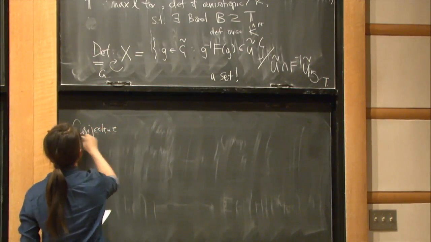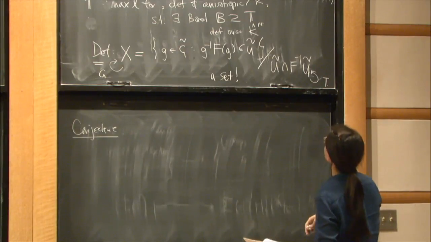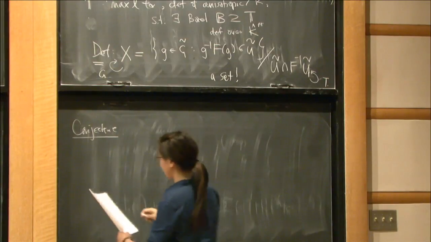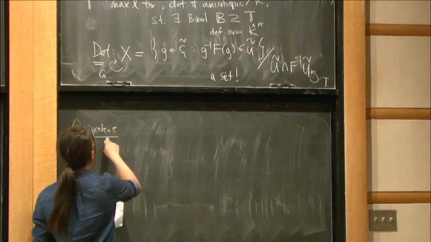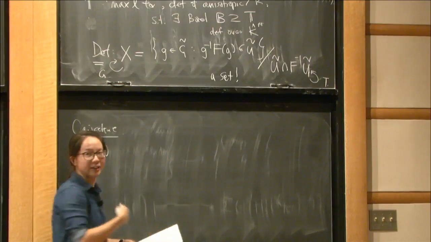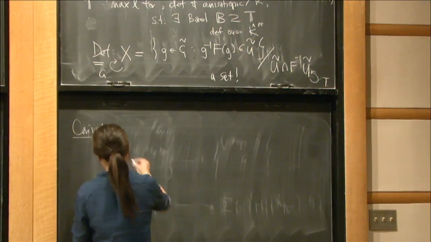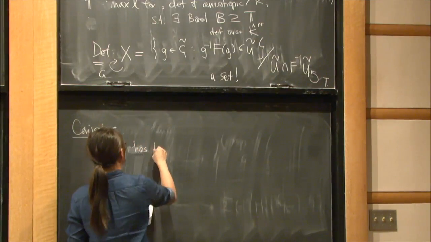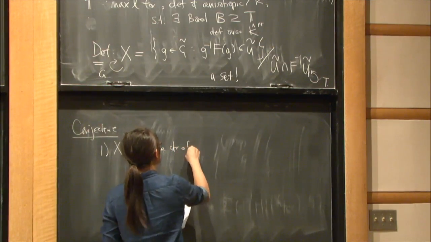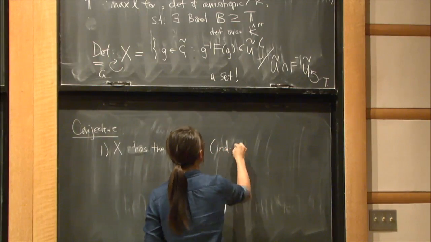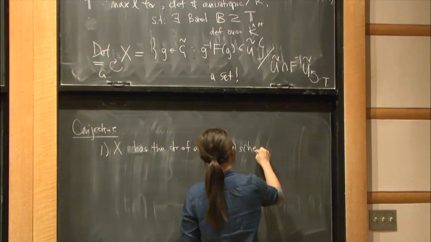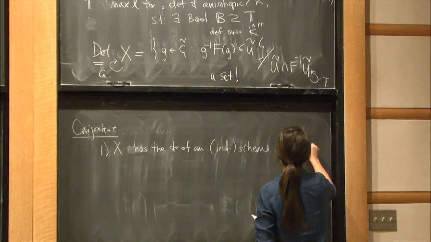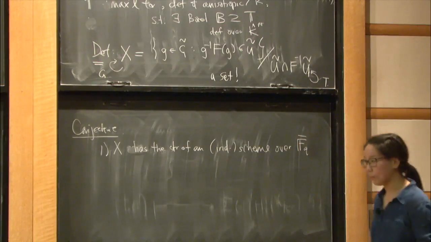So G is just the K points of the group, yes. Which is the same as the F fixed points of G tilde. So here's the conjecture. The first thing is that this set can be endowed with some algebro-geometric structure. But not just that, we want this to be an algebro-geometric structure over F_q bar.